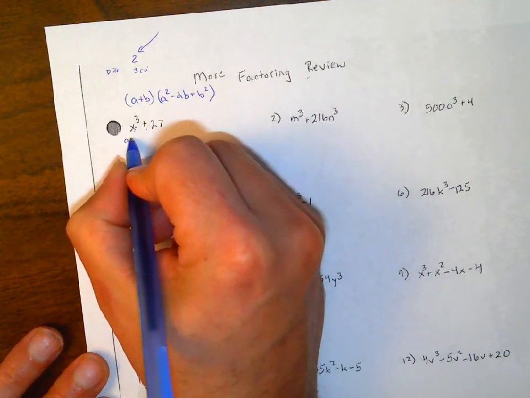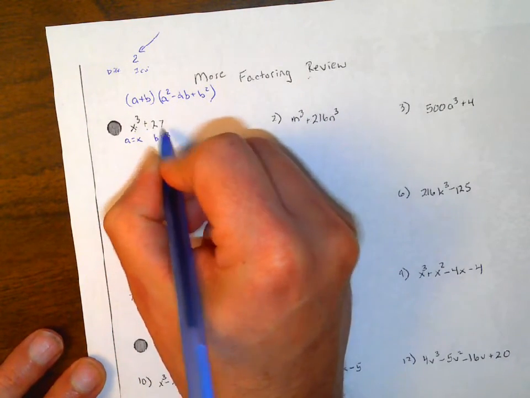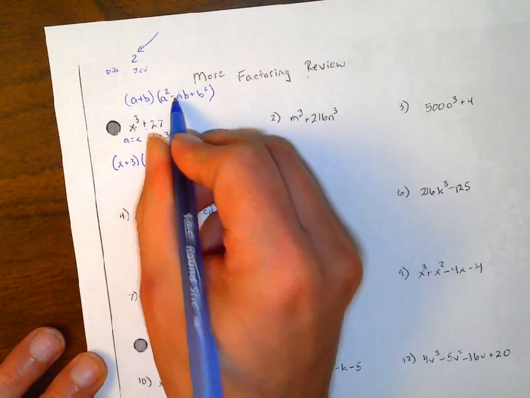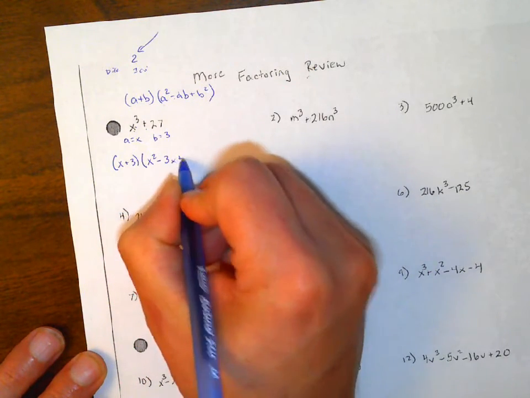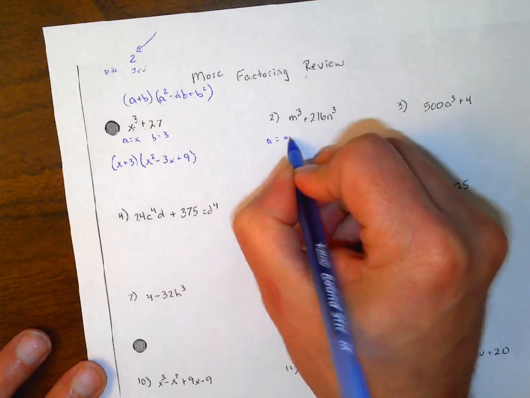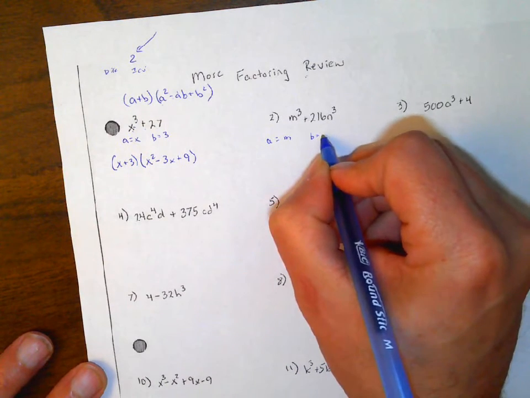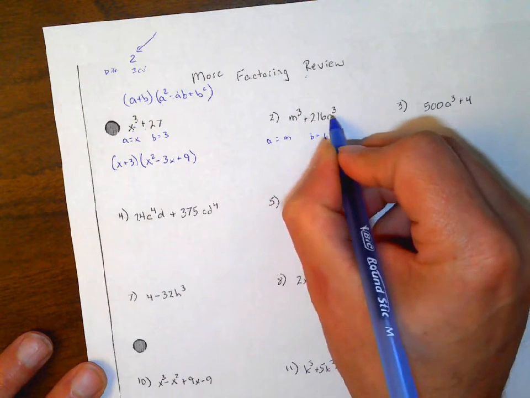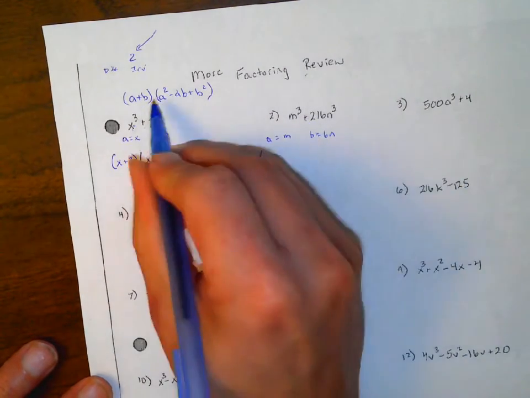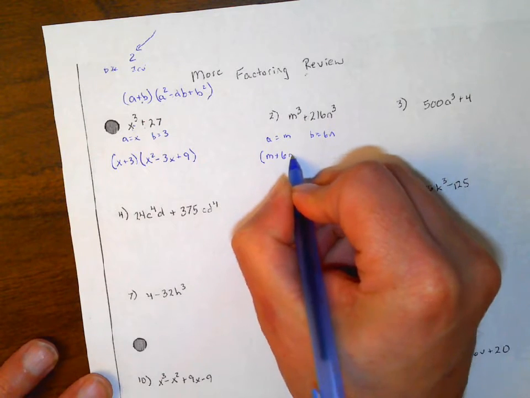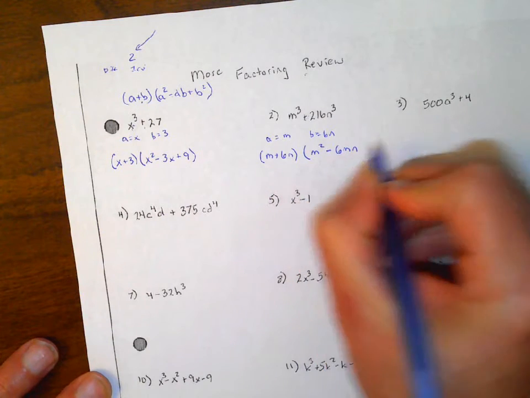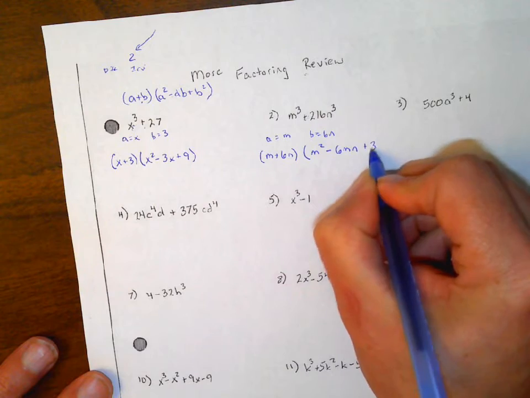So the A is x times x times x. The B is 3 times 3 times 3. So you have x plus 3 and x squared minus 3x plus 3 squared, which is 9. Okay, the A here, what's being cubed, is the m. And the B, what's being cubed here, is 6 times 6 times 6, which is 216, 6n. So our pattern, it's a plus, so we keep the same pattern here. m plus 6n, and then m squared, multiply them together, minus 6mn, and then square this, plus 36n squared.